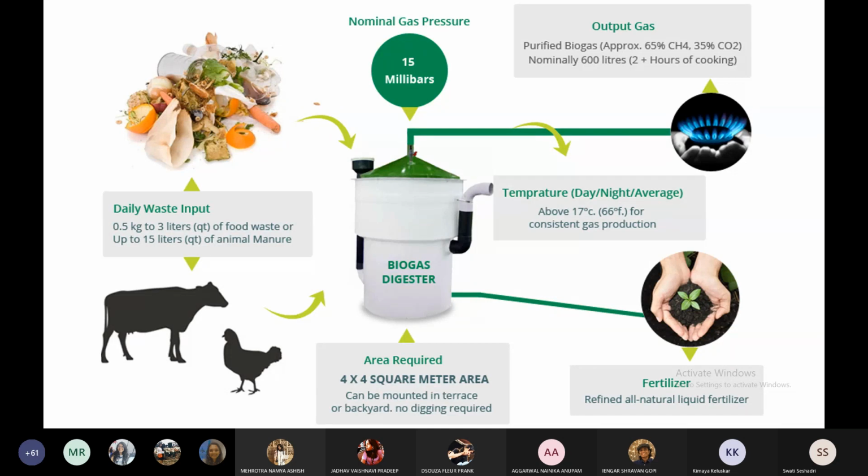Okay, now this is another diagram just to show you. This is a portable biogas digester. It's basically used in a 4 by 4 square meter area. It can be mounted on the terrace as well, so you can easily use it for your rural farmhouses and things like that. For the kind of program that you're looking at, you don't have to go for these major ones. You can go for these kinds of biodigesters, which are easily available and easily maintainable as well.